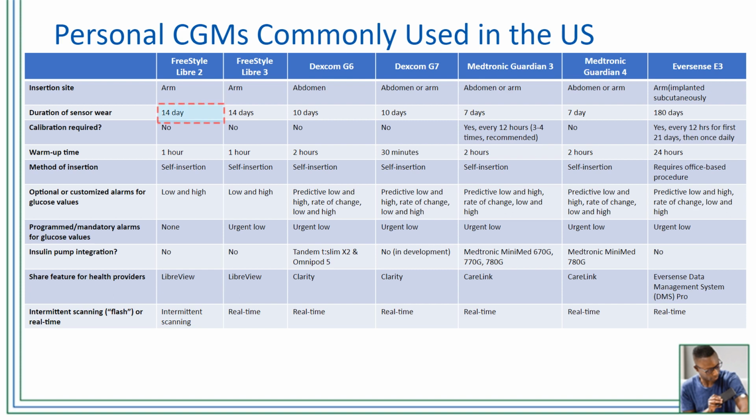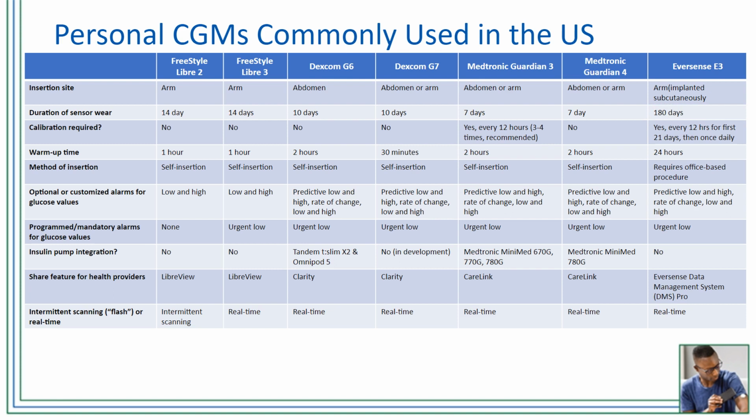So yes, the Freestyle Libre 2 and the Libre 3 last a total of about 14 days, whereas Dexcom G6 and 7 can go up to 10 days. And similarly for Medtronic's, it'll be about 7 days. The Eversense E3 can last up to 6 months, but this is a surgical, this is implanted subcutaneously under the skin, and it can last up to 6 months, like I said.